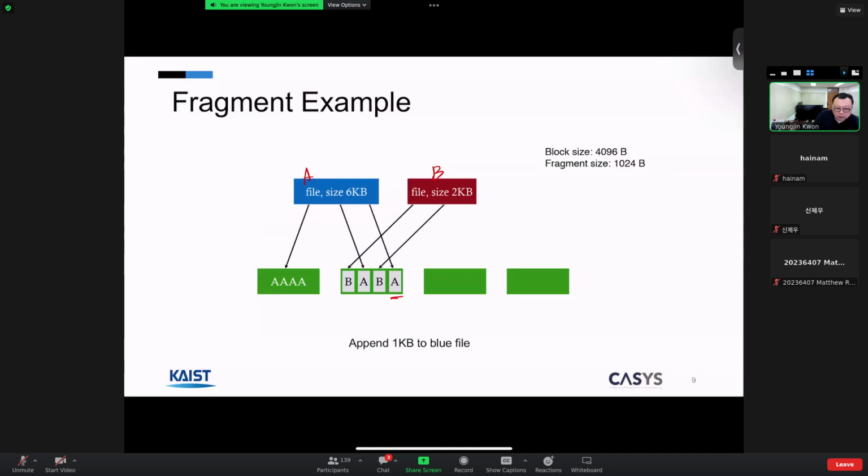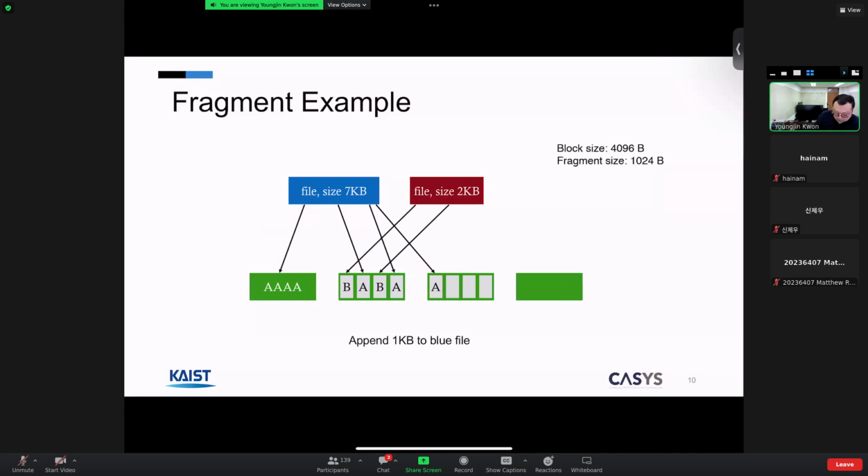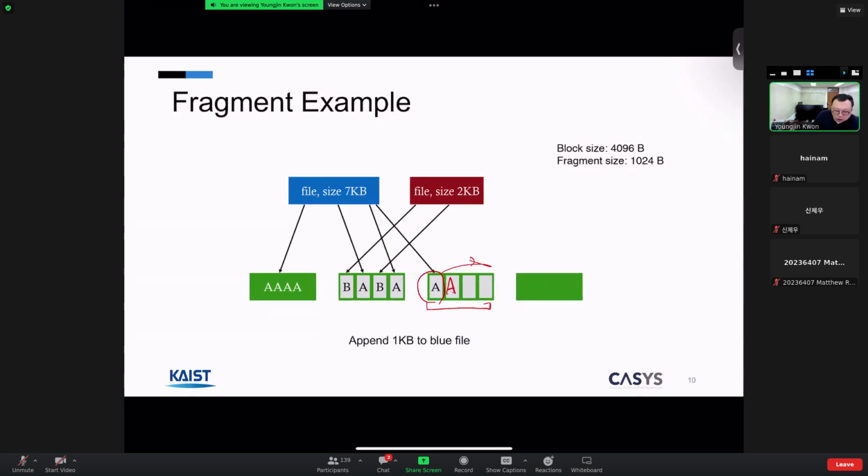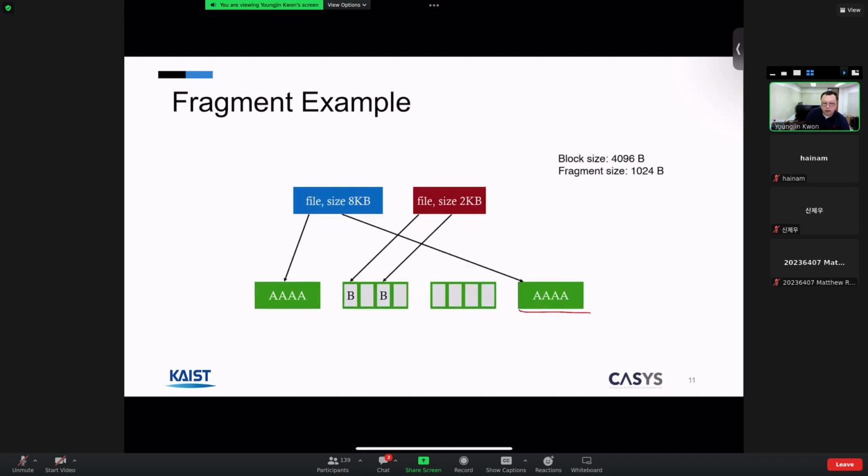And then if the file keeps appending 1 kilobyte, FFS allocates new blocks, and this block is not used, and this fragment is assigned to file A. And it keeps updating. But once it allocates a new appended 1 kilobyte fragment, then it turns out to be 4 fragments, which is 1 block size. Then FFS migrates the whole entire block. Okay, so that's the operation of fragments.